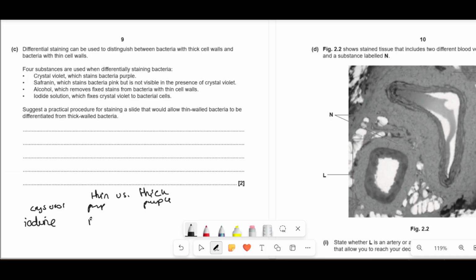So again, you've got your crystal violet and your crystal violet. But then if you add alcohol, it removes the fixed stains from thin cell walls. So we add alcohol, and now it's not got that color anymore, while the other one is still purple. But then we also want to make sure there's still bacteria there. So you can add safranin, and that'll make it go pink while the other one's purple, and now you can distinguish the two. So first it's crystal violet, then iodine solution, then alcohol, and then safranin.